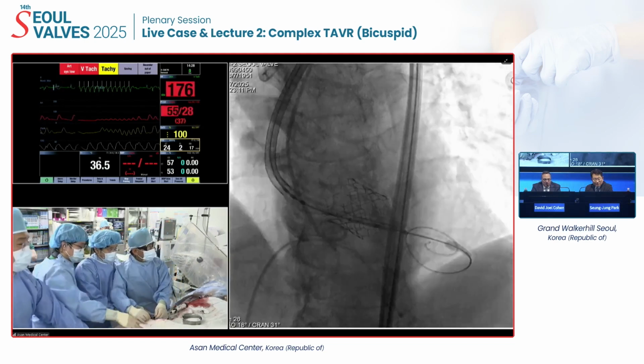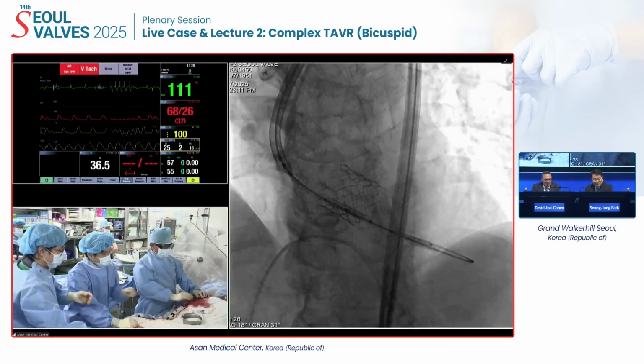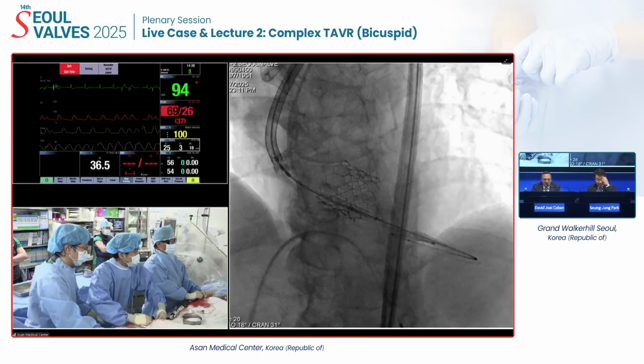I think we count slower though in the United States. We do the same exact amount of time, we just count slower.